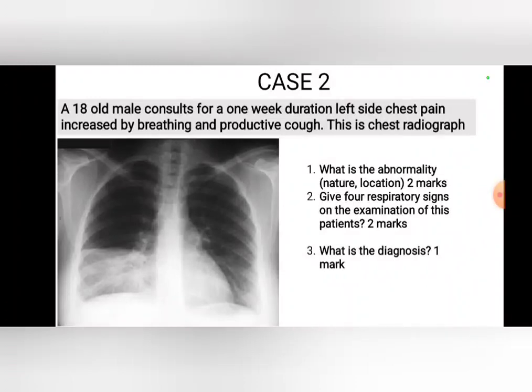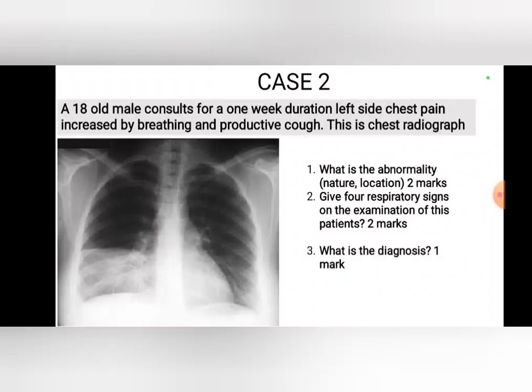Every time you have a patient who presents with chest pain that increases with breathing, that is called a pleuritic chest pain. Is it clear? Now, when you visualize this, what is the abnormality that is shown? You can visualize a heterogeneous opacity located in the right lower lung field. That is the answer.